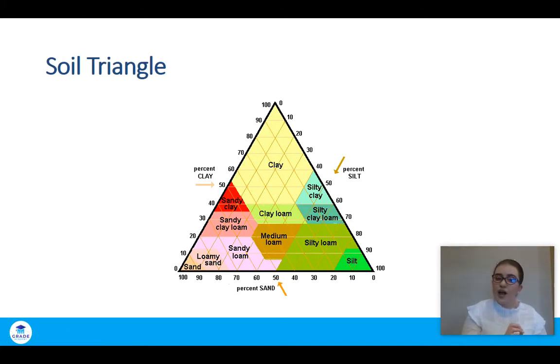All right, so it is fairly straightforward to show it, but putting in your markings, that's how you would use your soil triangle. Okay, and that would determine the type of soil that's present and the texture of the soil.